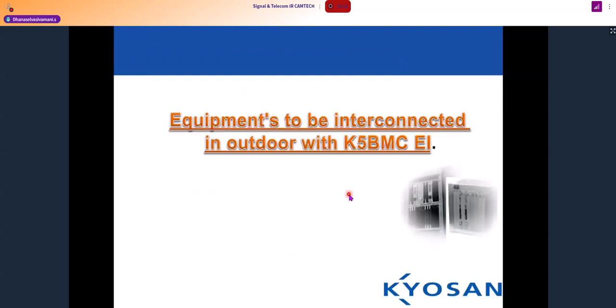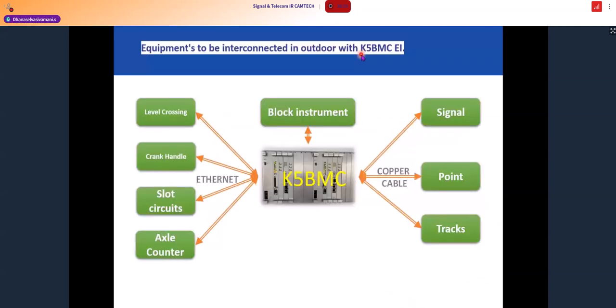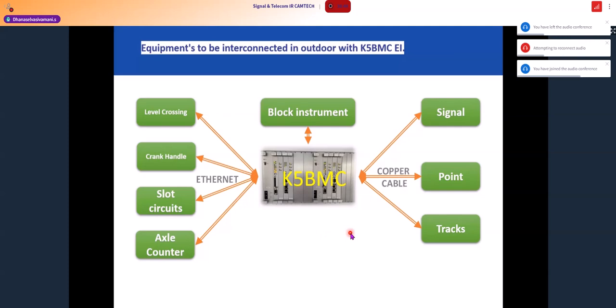So the next topic is equipment to be connected outdoor with KFA BMC. As you know, KFA BMC is able to control all the outdoor equipment, all the outdoor gear. Mainly the first is signal. All the signals can be driven from the KFA BMC. KFA BMC will have a logic subrack. From the logic subrack, it will go to the EP subrack, EP5 subrack. From the EP5 subrack, it will go via cable and connect to the signal.